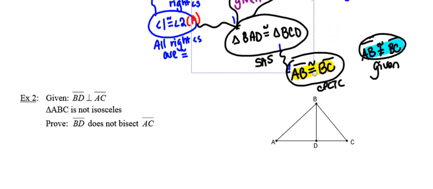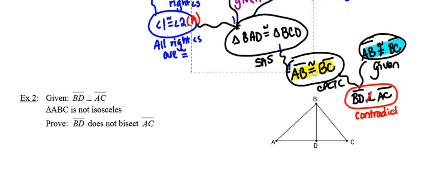If that statement up there is a false statement, then I know its opposite must be true. And its opposite is that segments BD and AC are not perpendicular. My reason there is the contradiction. I've shown two statements that both can't possibly be true at the same time.